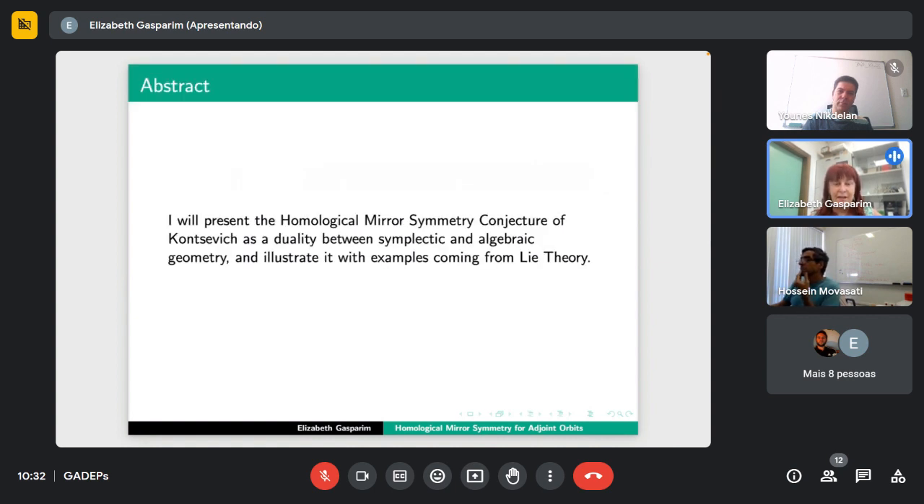Okay, so let's see, homological mirror symmetry. I gave this abstract. So I will describe the homological mirror symmetry conjecture as a duality between symplectic and algebraic geometry. And you will see I have football slides, which were made by Bruno, that I've been using for a while. Of course, mathematics should not be like football, so it's not one area against the other. But in this particular case of the conjecture, it's actually interesting to present it as a game between symplectic and algebraic geometry. So I'll do it like that.